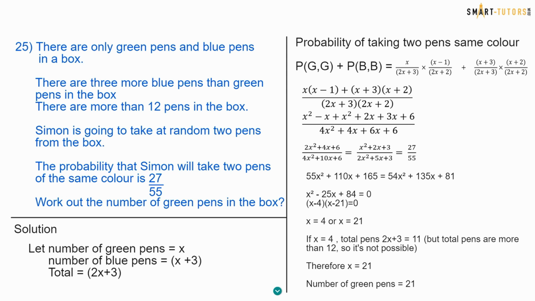There are only green pens and blue pens in the box. There are 3 more blue pens than green pens in the box. There are more than 12 pens in the box. Simon is going to take at random 2 pens from the box. The probability that Simon will take 2 pens of the same color is 27 over 55. Work out the number of pens in the box.